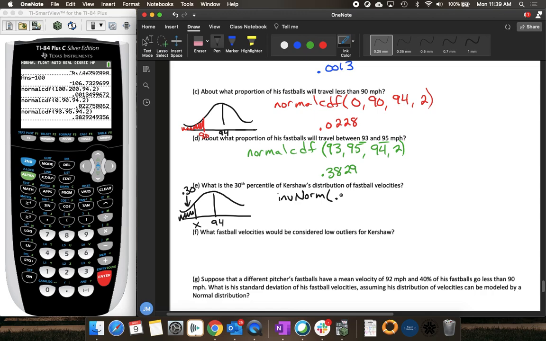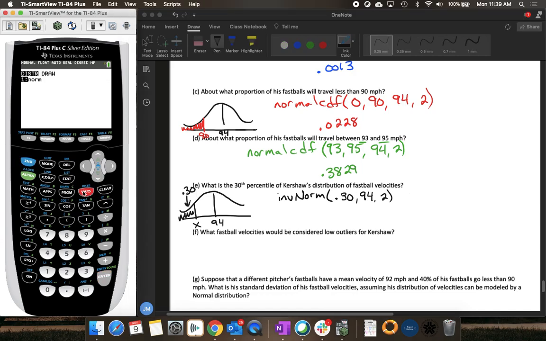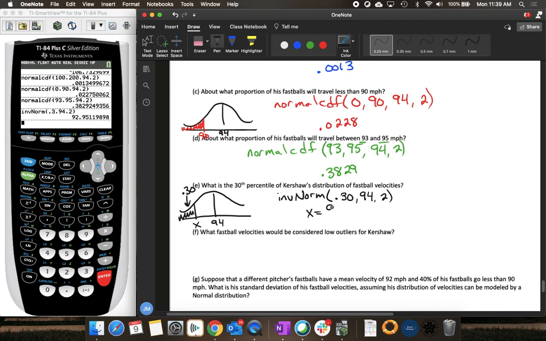We'll start by typing in area to the left, 0.30, and then we'll use our mean and standard deviation, 94 and 2. We'll go into that menu, second vars, and choose option 3 for inverse norm. Our area is 0.3, our mean is 94, and standard deviation is 2. That tells us X is equal to 92.95 miles per hour. So only about 30% of his fastballs will travel less than around 93 miles an hour.